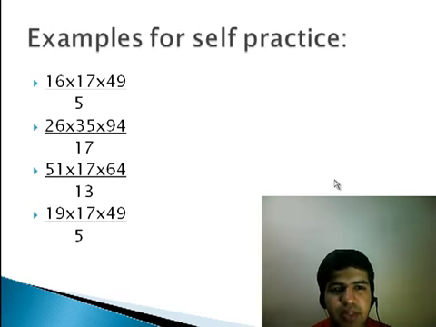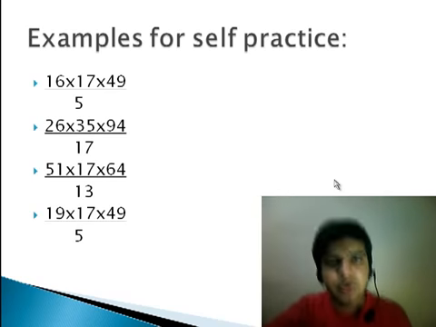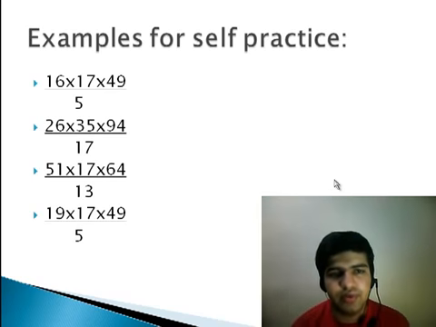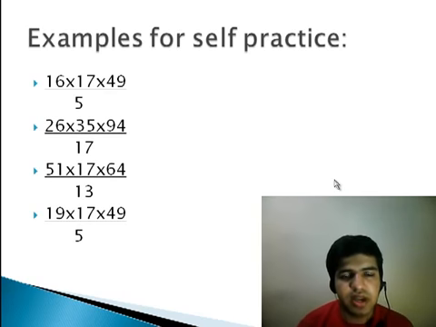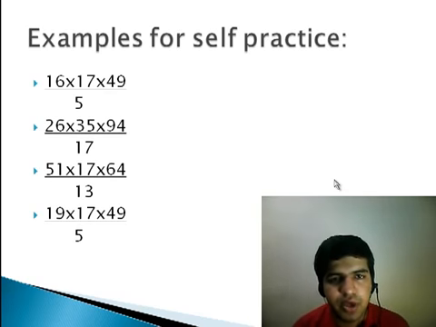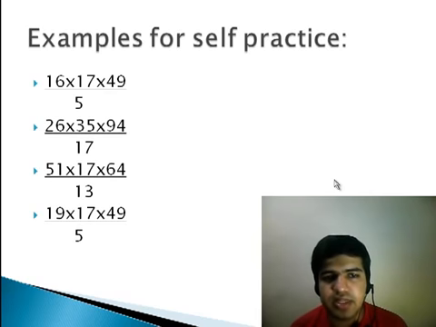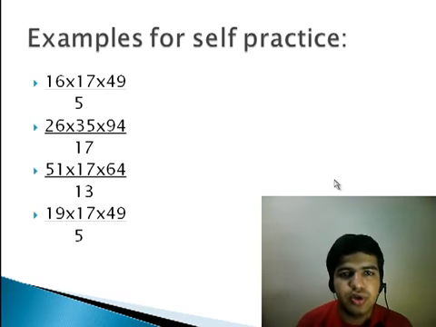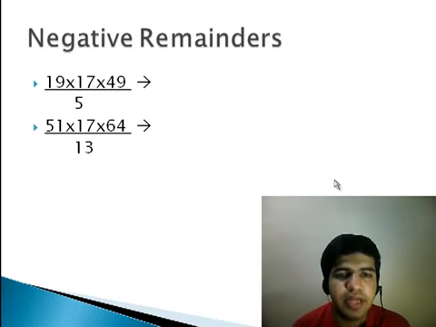Okay, now you are done with these examples. Now let me tell you in what method. See over here, I'd guess that the third and fourth examples were a bit difficult for you. So there are a few techniques using which we can solve these examples in a quicker manner. So we'll go on to the next concept, that is negative remainders.